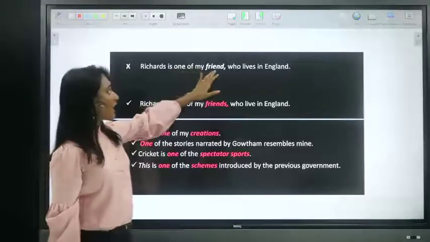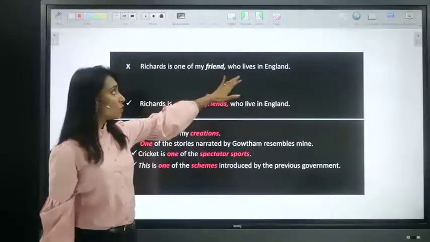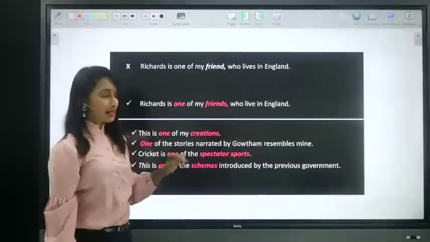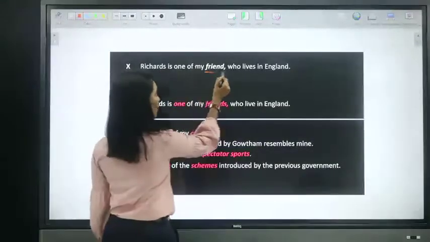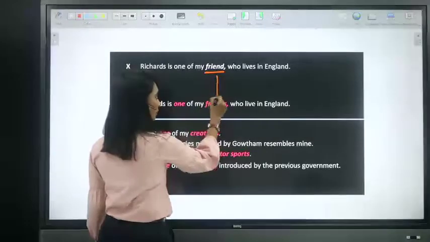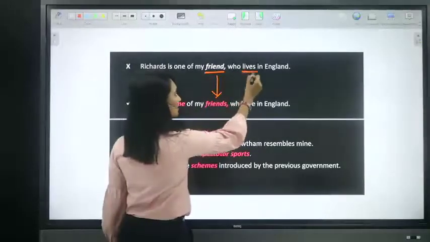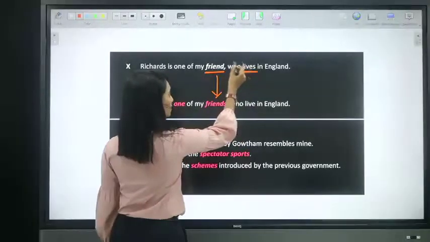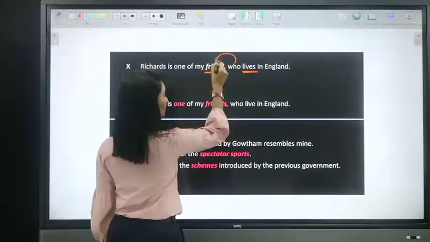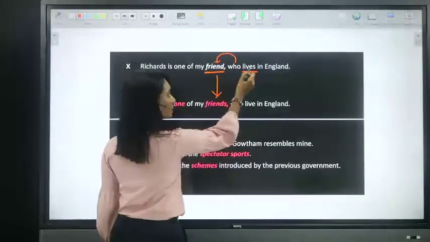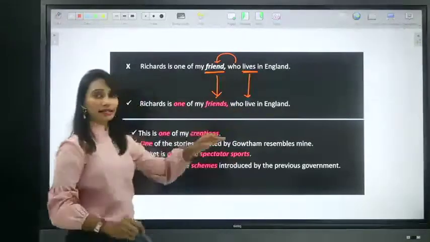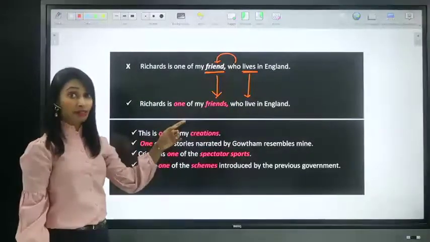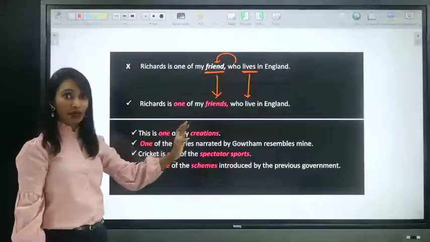Richards is one of my friend who lives in England. Richards is one of my, it should be one of my friends, plural noun, who. See, who is a relative pronoun. The subject of the relative pronoun is its antecedent. Here, the antecedent is plural. We require a plural verb. Here, lives is singular. So, who live in England. So, that is the exception part. That's the reason I told you both the things, the rule and the exception.